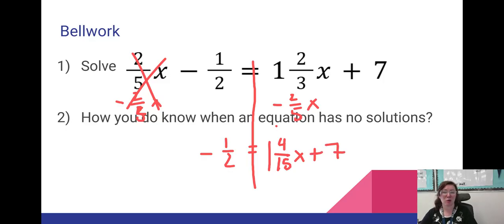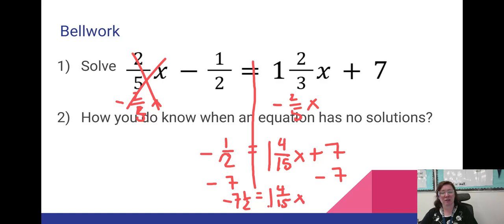Now it's just a two-step equation. Our goal is to get x by itself. First, we get rid of the thing added or subtracted, so get rid of the 7. Subtract 7 on both sides. Negative 1/2 minus 7 is negative 7.5, equals 1 and 4/15 x.